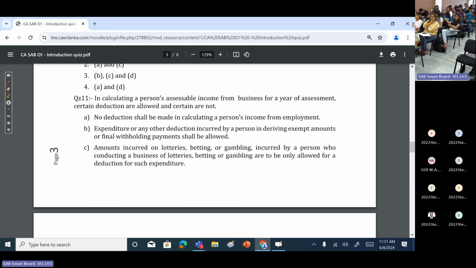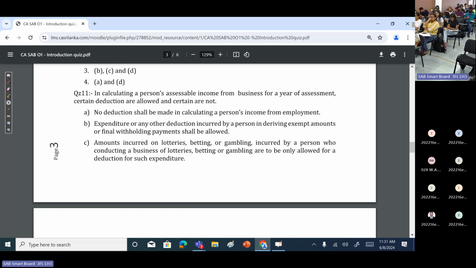The question is about calculating a person's assessable income. So what is the first one? Anyway, the first thing is employment income. When we work out the employment income, no deduction can be done. Expenditure and other deductions incurred by a person to derive exempt amount or final withholding amount cannot be deducted when we work out the assessable income. That can be done when we work out the exempt income or final withholding amount.